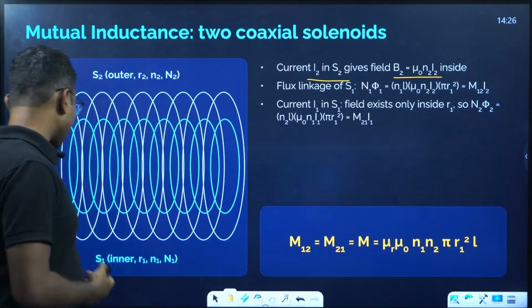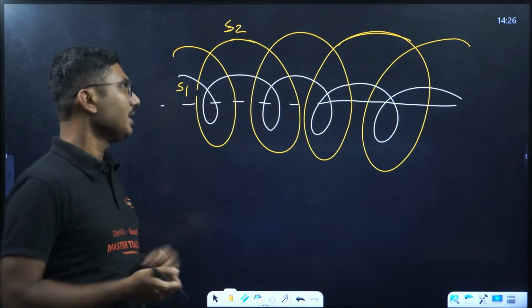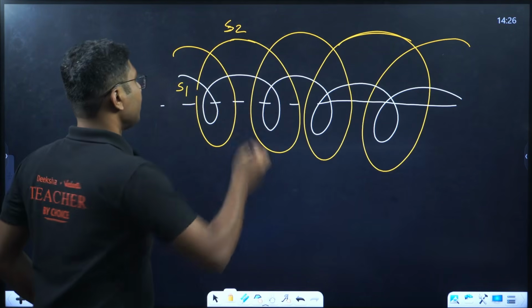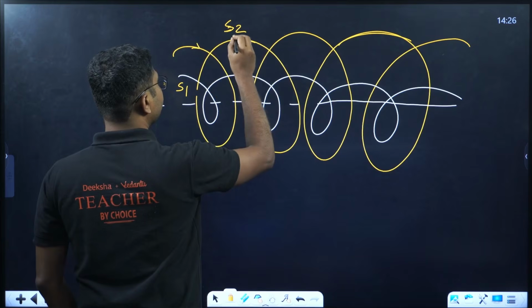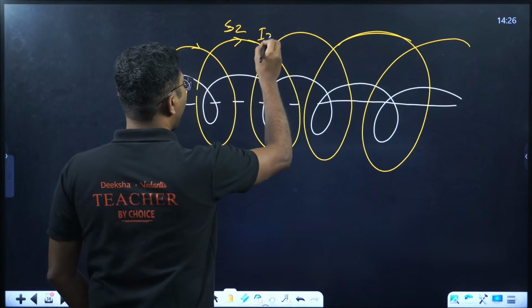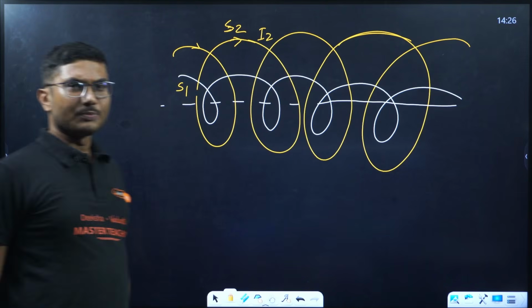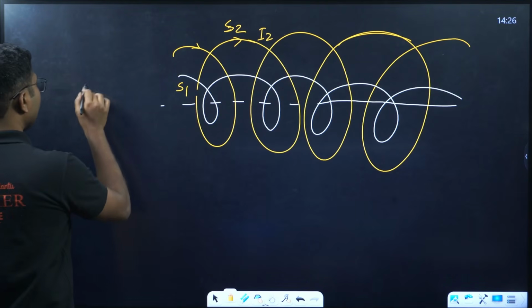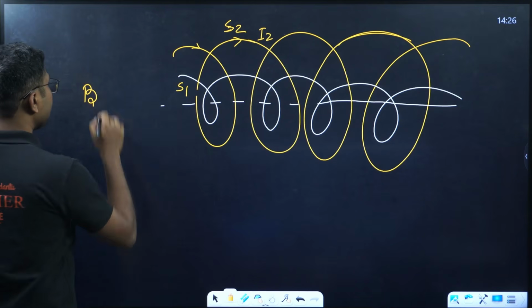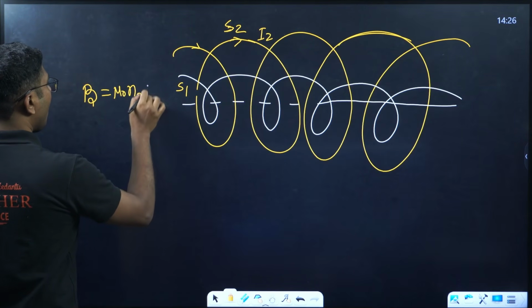So S2 is that person. He is the bigger brother. He is saying whatever happens inside is my responsibility, so I will drive the car. Suppose the current through this is I2. Then what is the magnetic field that is produced inside? The magnetic field inside a solenoid is given by mu naught N I, so mu naught N2 I2.